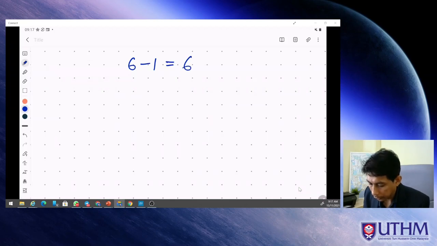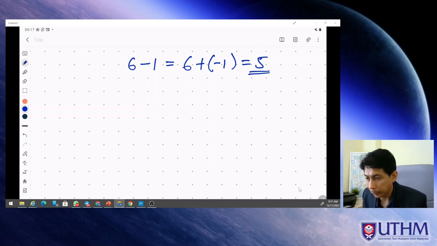Which is actually equal to 6 plus minus 1, which is 5, right? Now, how does the hardware do this? Remember, we want to use hardware to perform calculation, and a computer is hardware, and this is how the computer performs calculation, right? So number 6 in 4-bit is 0110. Again, if you don't know how to convert this to binary, use your calculator.